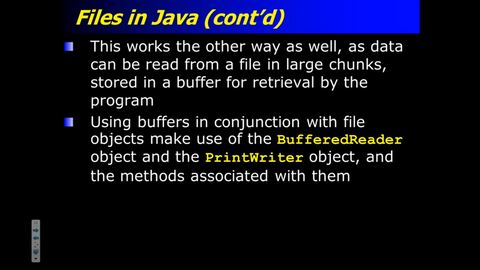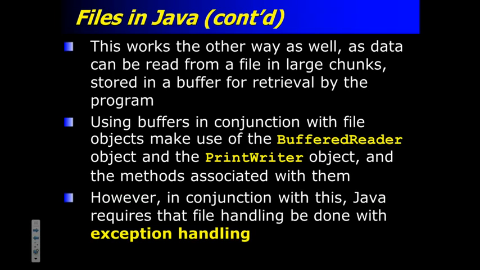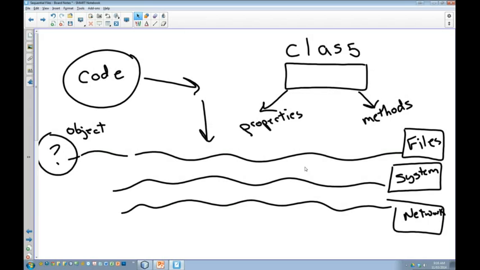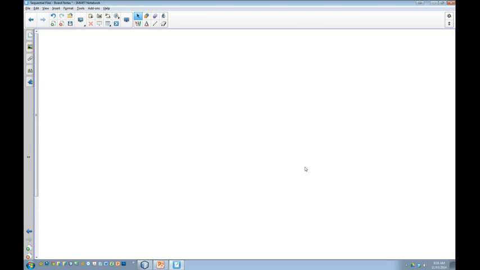Okay, so the objects we'll be using when we read from files will be the Bufferedreader object and the Printwriter object. Okay? However, before we do any of this, we need to take a second to talk about errors. Okay, so here's kind of what I was just saying in summary. You're going to write your code to do something. I don't care what it is. Let's say it's a game.